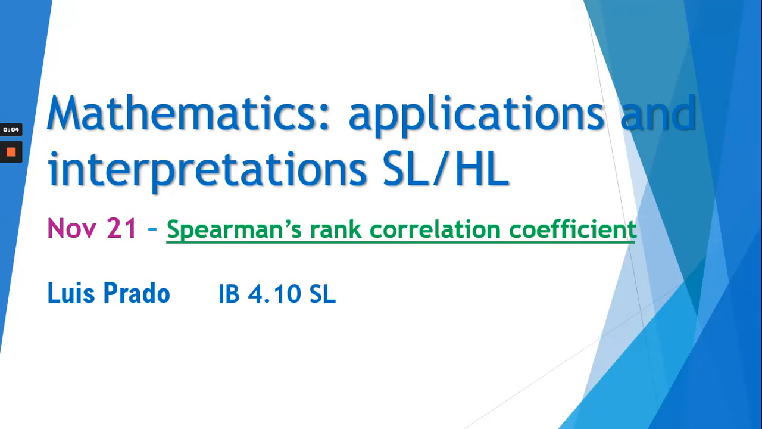Okay, today we're gonna learn about the Spearman's rank coefficient, which is one of the coefficients for correlation. We're also going to use the concept of correlation to understand how the Spearman's rank is different than the Pearson's product moment correlation coefficient that we have studied before.